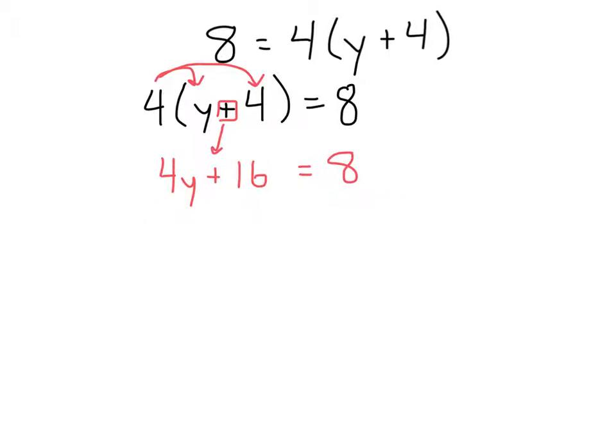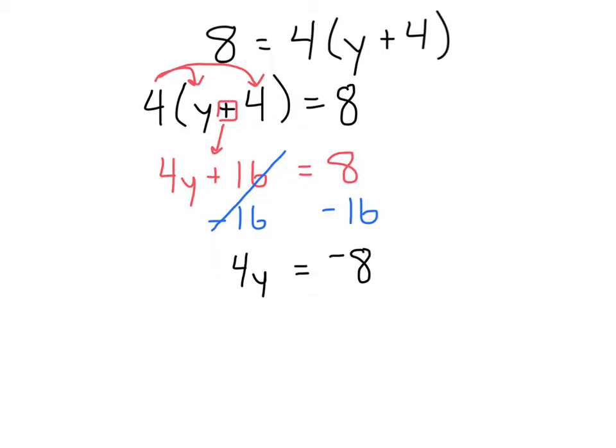So all we're going to have to do is move this plus 16 over to the right side of the equation. So, the opposite of adding 16, you got to subtract 16 to both sides of the equation. So the plus 16 and the minus 16, those cancel out. All you have on the left side of the equation is our 4y, and 8 minus 16 is equal to negative 8. Now we have our one-step equation. We have 4y is equal to negative 8.